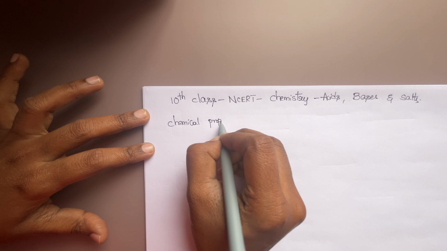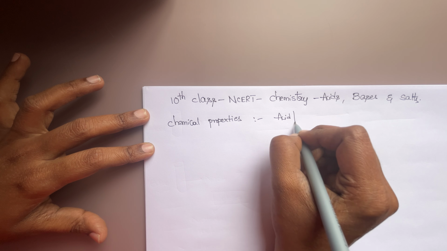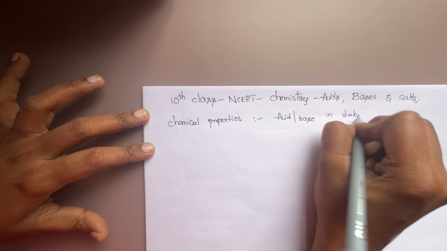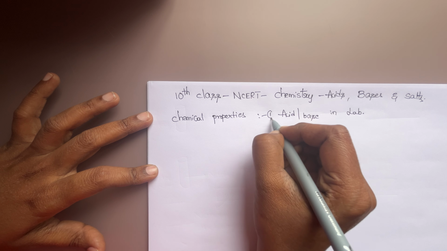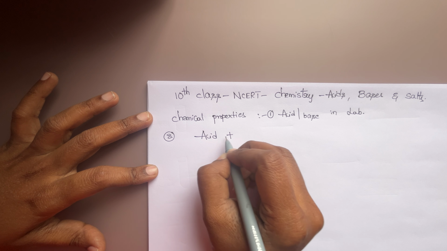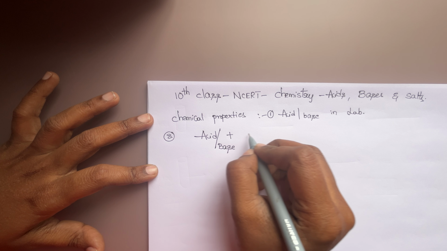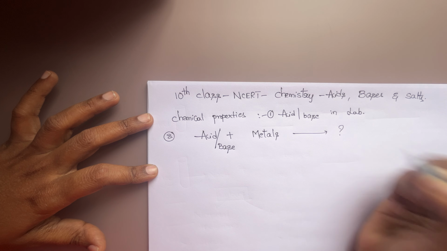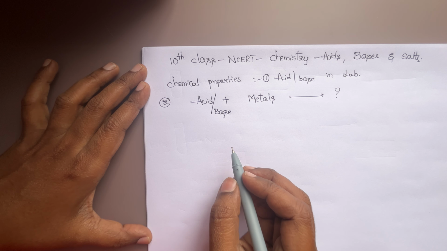Chemical properties. The first chemical property, how to identify acid or base in the laboratory, I have already explained. Now let us see the second property: when acid or base reacts with metals, what happened? To explain this, I am going to explain a small experimental setup.